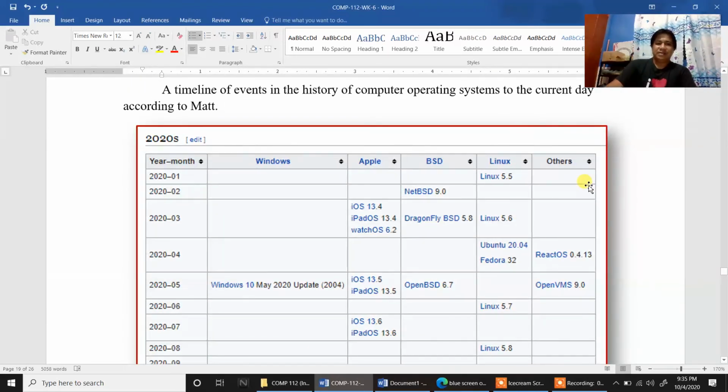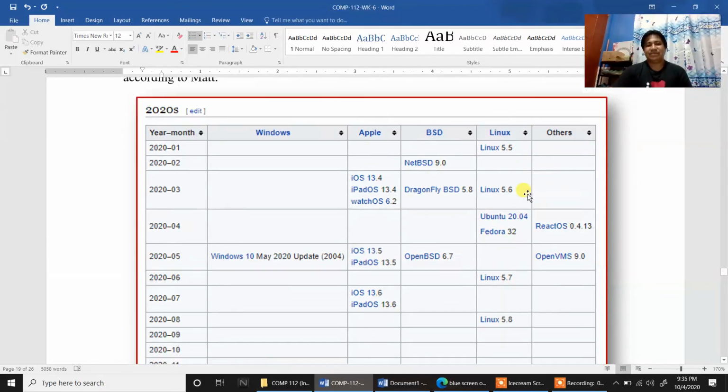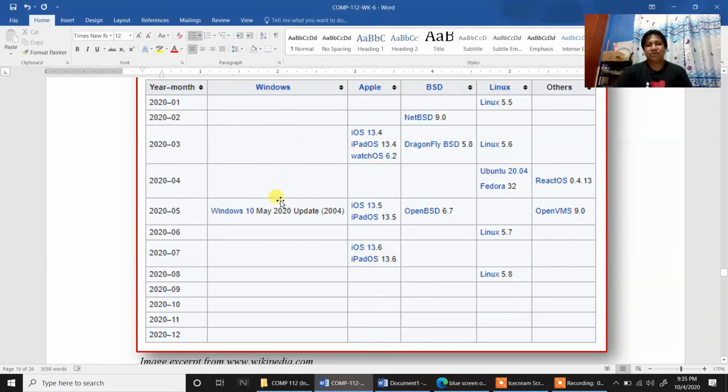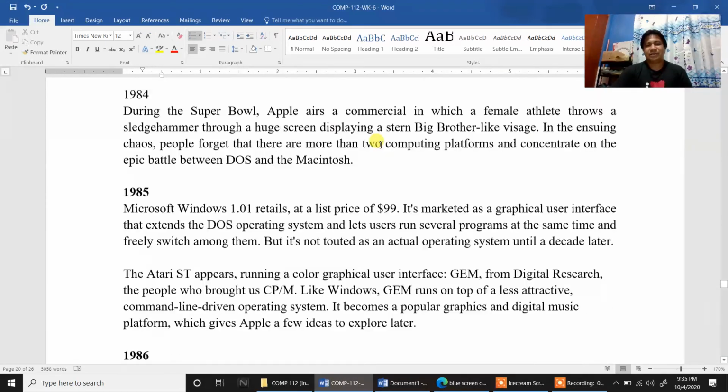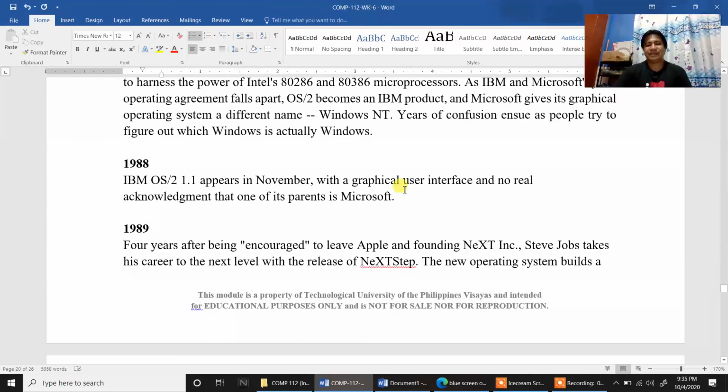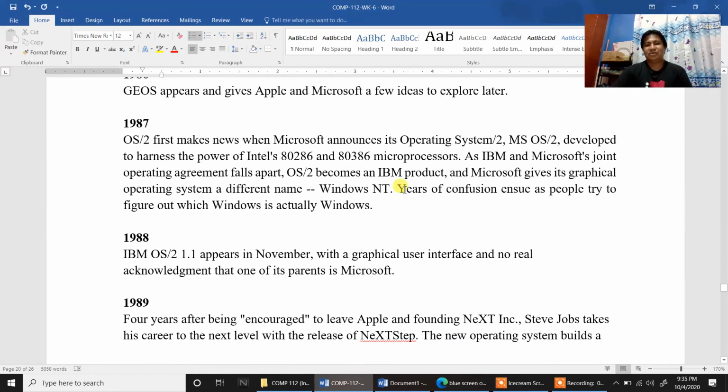Okay? So here is the FYI with regards to the timeline of the operating system. Windows 10 had its update in May 2020. These are the years of the operating systems at that time. Based on the history, let me go back to the history. If not for IBM, I think it was led by Paul Allen, there would be no Windows today.